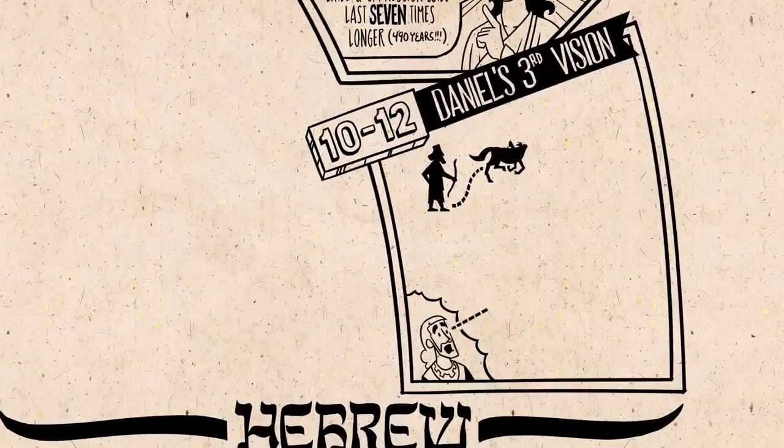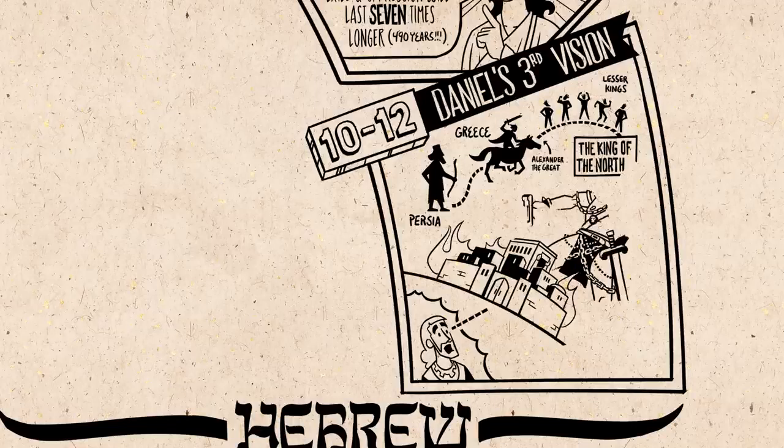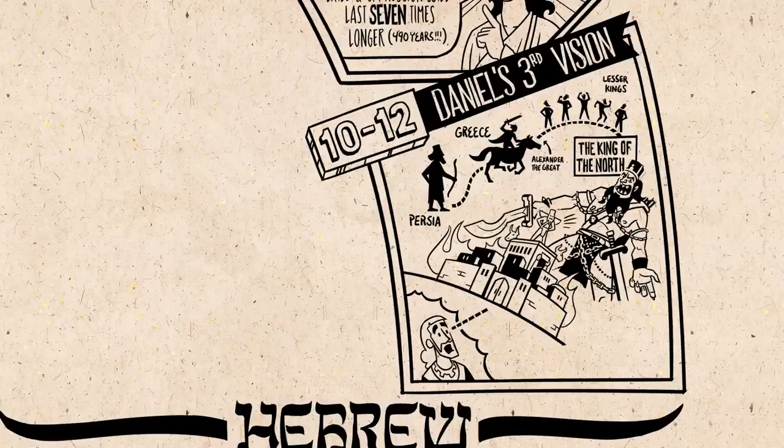We're shown the same sequence of kingdoms. It's Persia, then Greece, and Alexander the Great, followed by lesser kings, all leading up to this final king of the north, who will invade Jerusalem, set up idols in the temple, and exalt himself above God. But then, all of a sudden, this king comes to ruin.